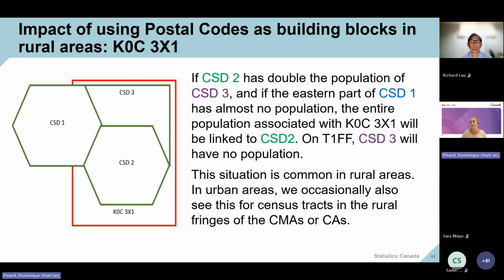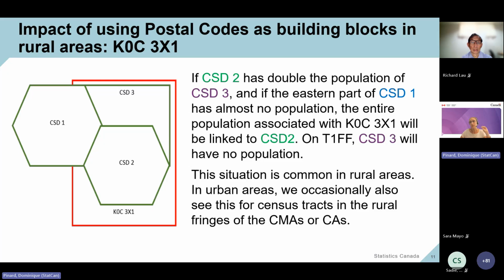The second is that a postal code can straddle multiple census geos. In this example, I'm showing what it does for census subdivisions. So it is for one postal code. The postal code in question is K0C 3X1. It could be anything really.